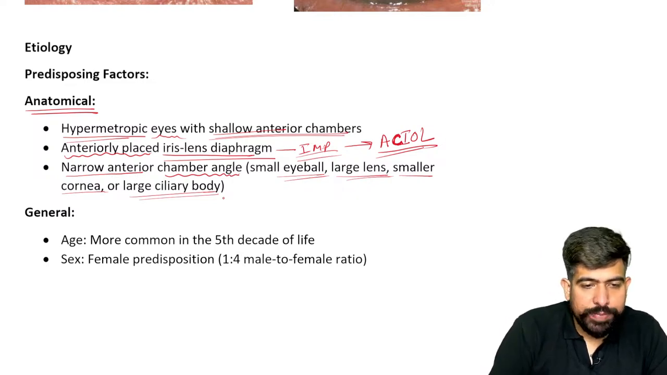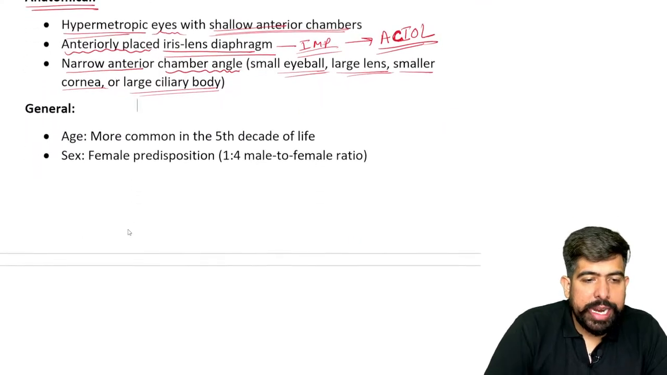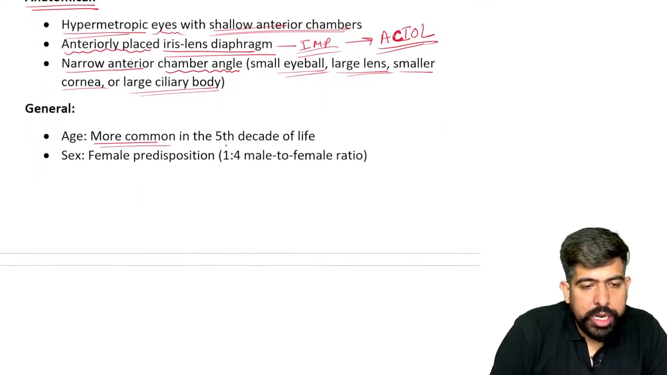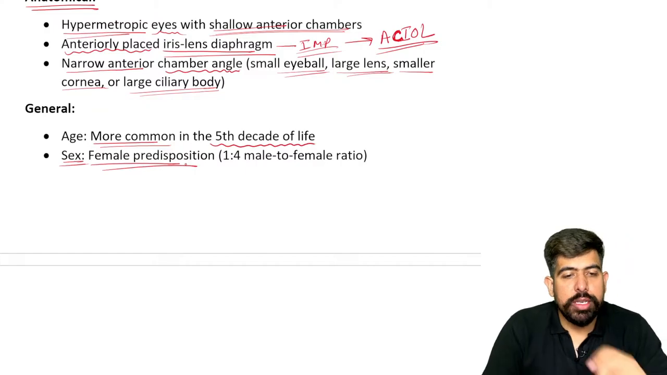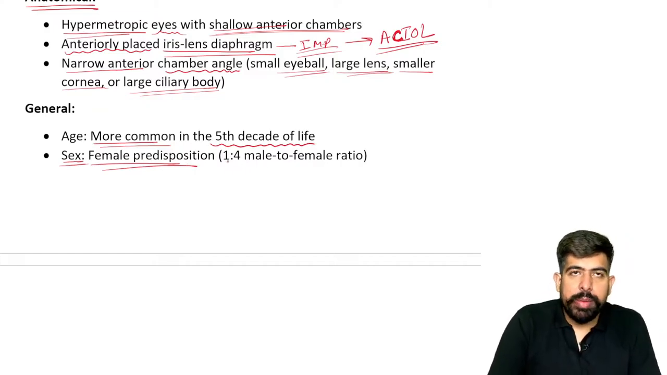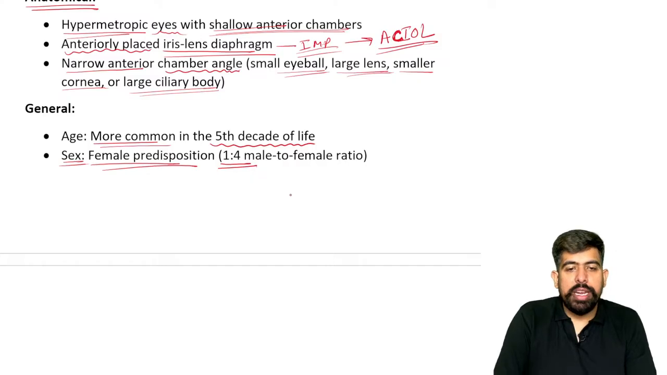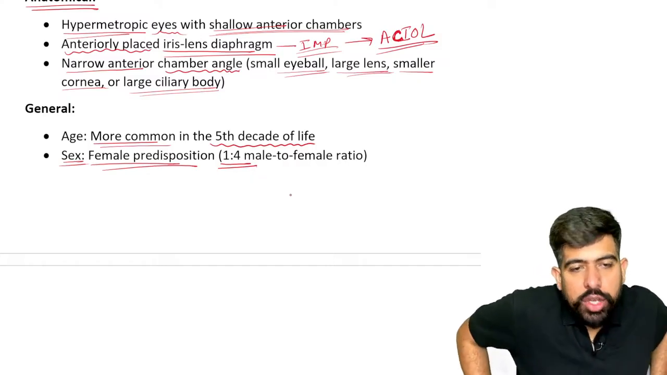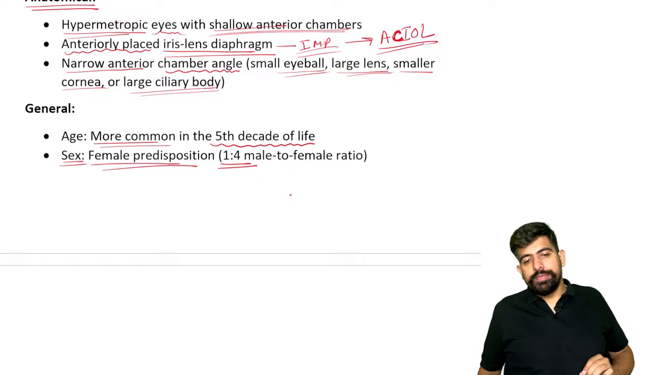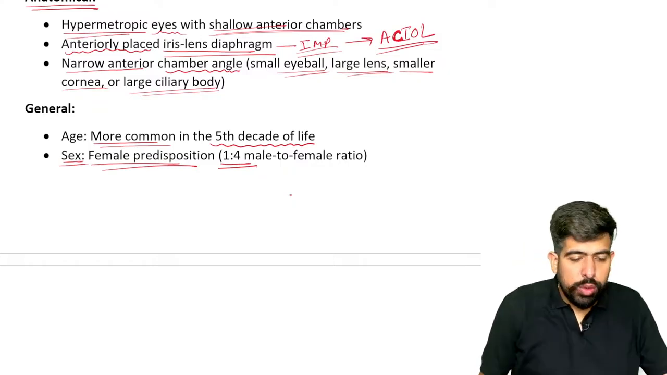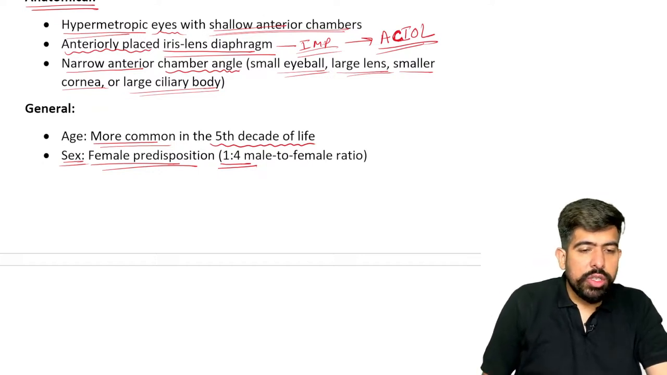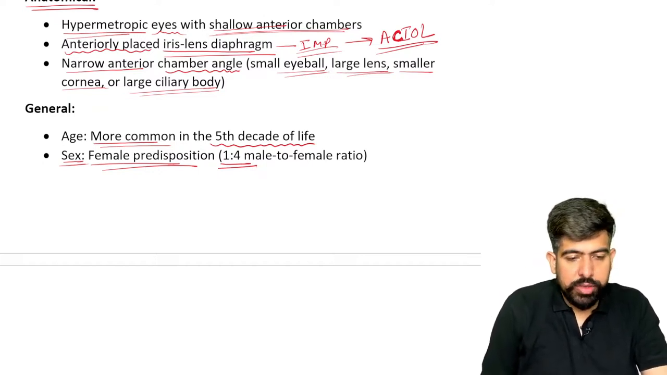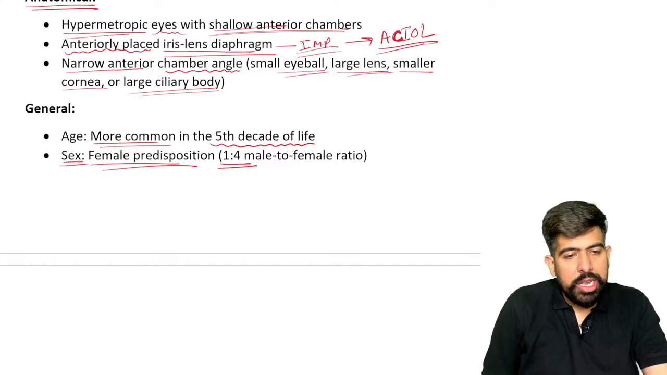Now, in the journal, if I'm talking about age, it is more common in the fifth decade of life. And especially about sex, there is a female predisposition. If I'm talking about the male to female ratio, for one male there are four females seen with angle closure glaucoma, right? It is clearly more in the females.